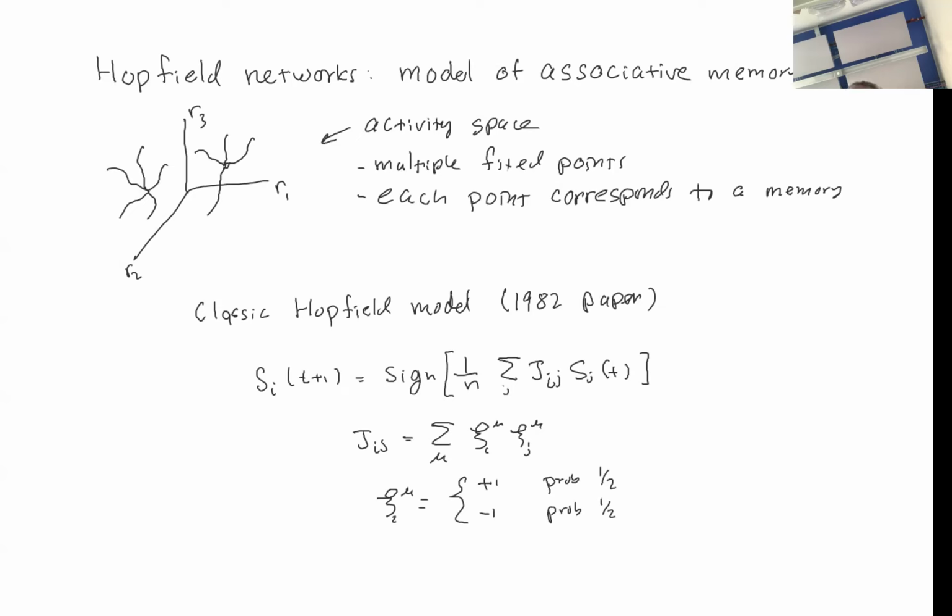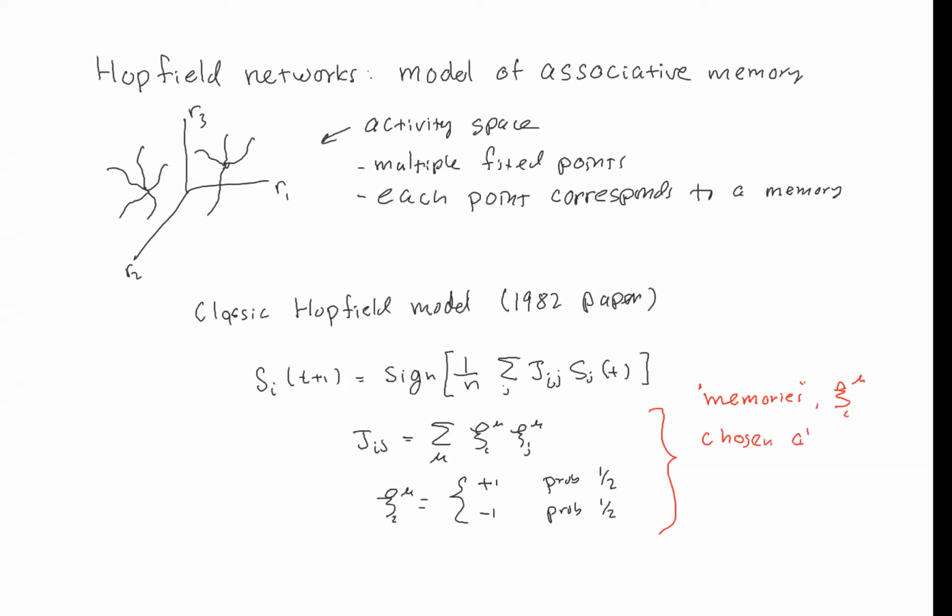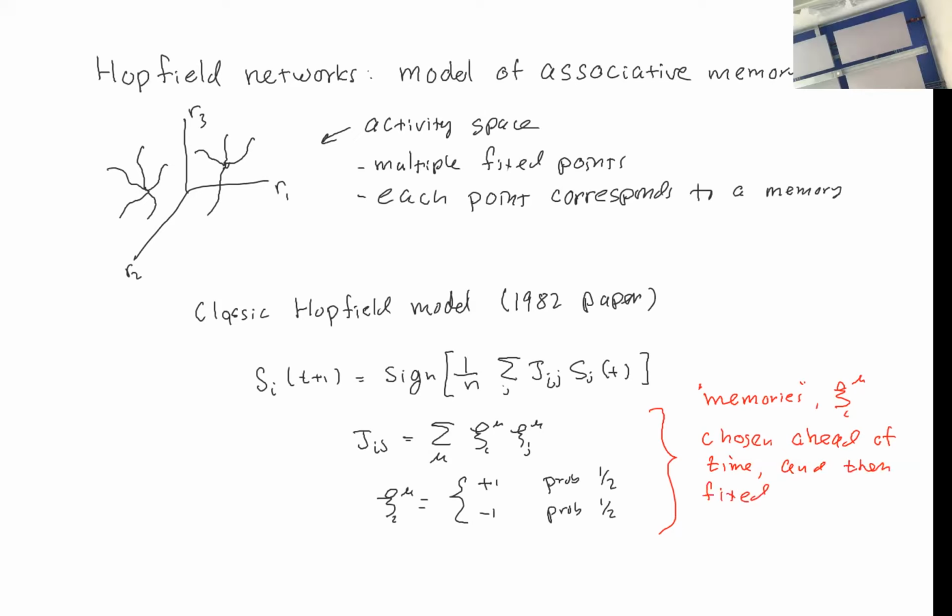What's really important to realize is that the weights are chosen, or the memories, the xi_i^mu, are chosen ahead of time, and then fixed. Now the memories are pulled from some random distribution.